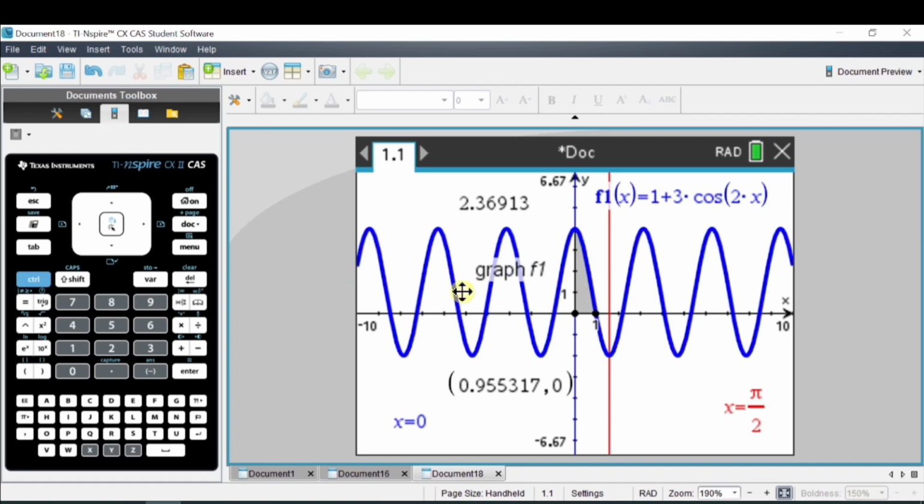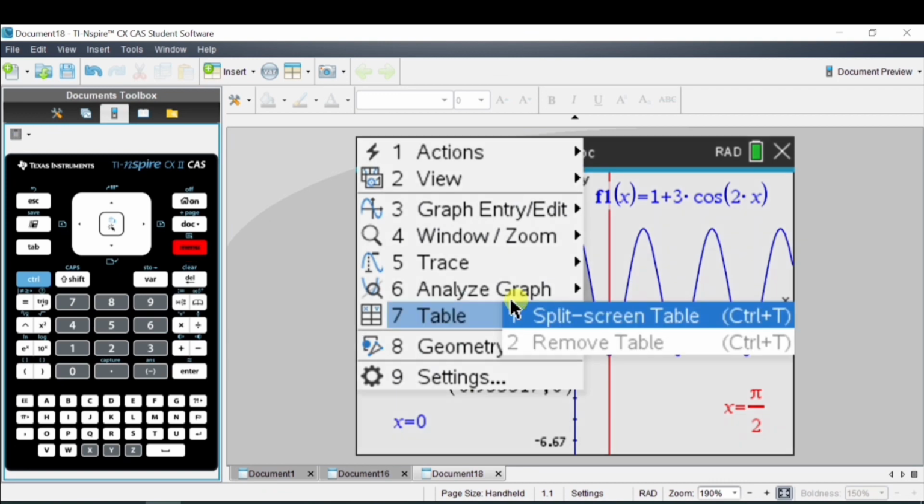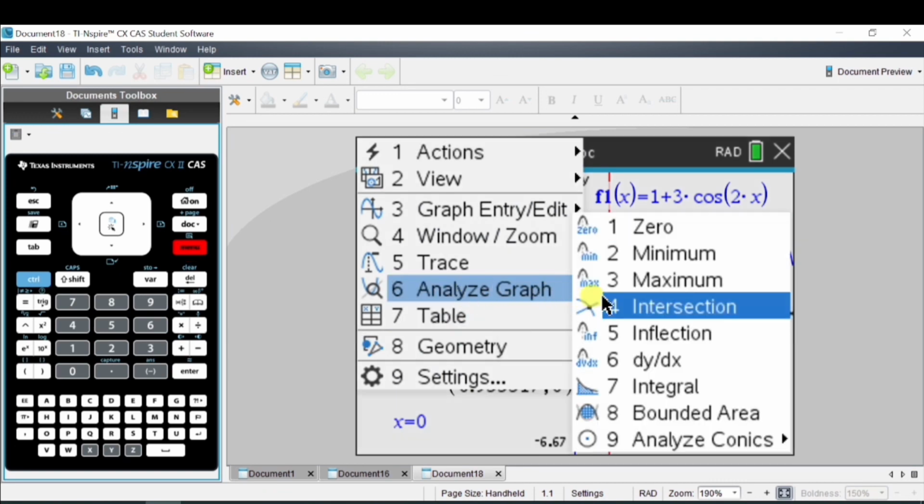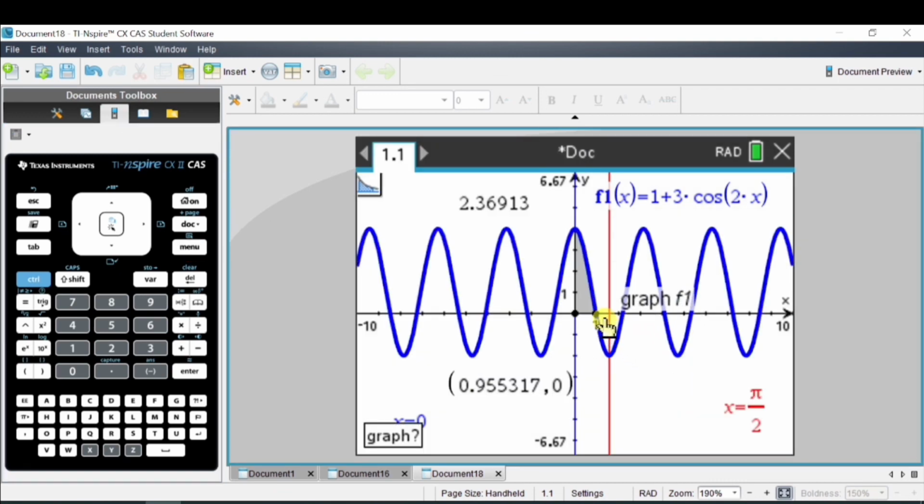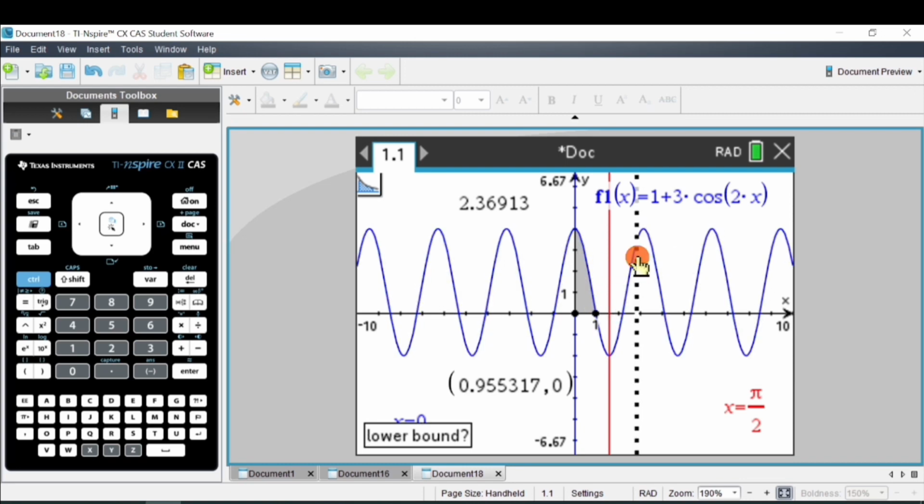Now I'm going to do the exact same process again, but for the area underneath. So I'm going to click on Menu, click on Analyze Graph. I'm going to click on Integral, and then I'm going to click on the graph that I want to integrate, which is this. And then I'm going to click on that point. It's really important. It actually gives me an option.